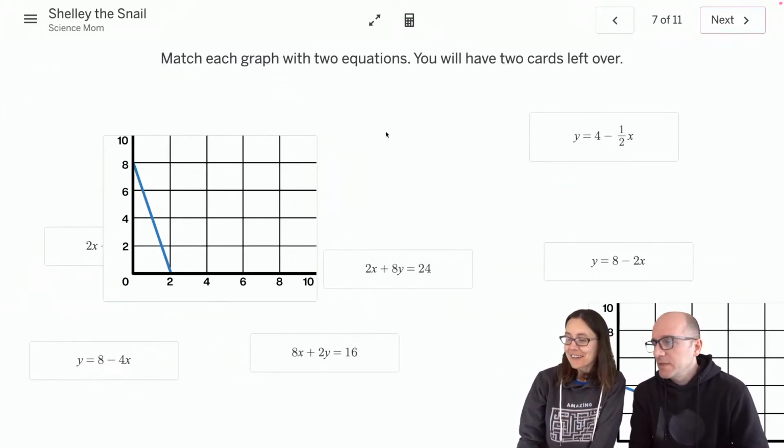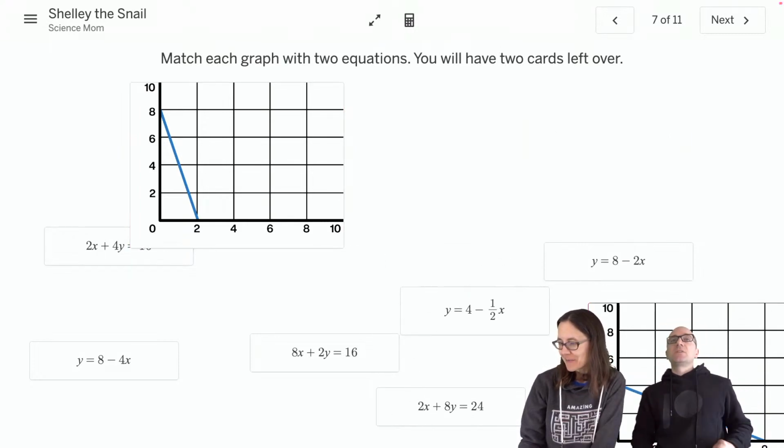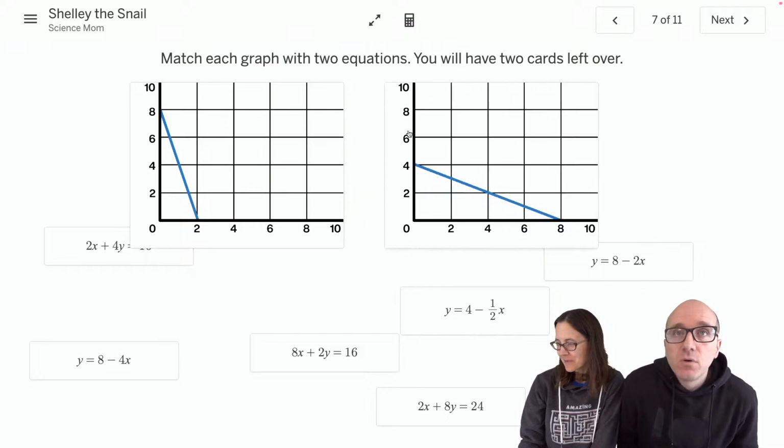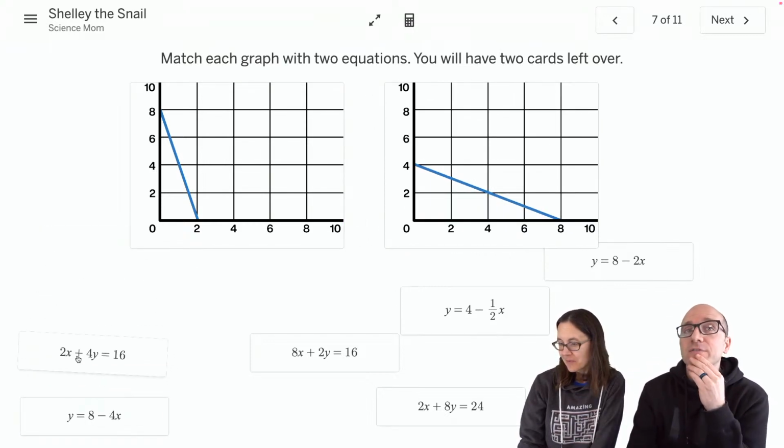It's a card sort. I love card sorts, and I always like to start them by just sort of organizing it visually. All right, so on this particular one, we're supposed to match each graph with the 2 different equations, and there will be 2 cards left over.